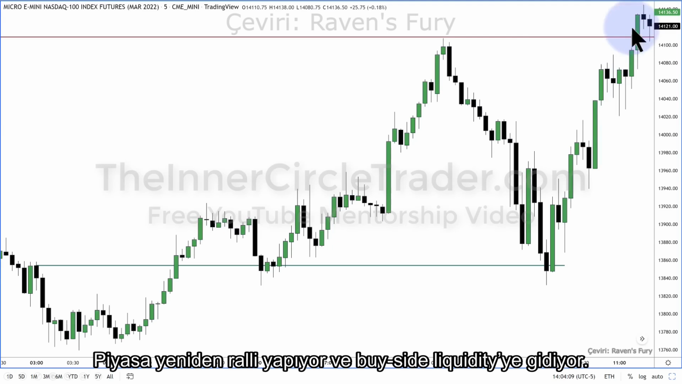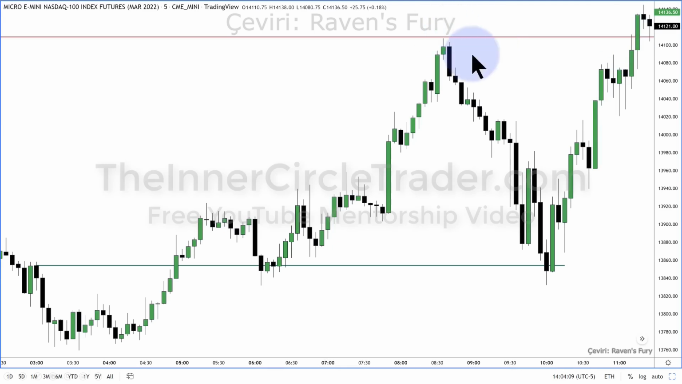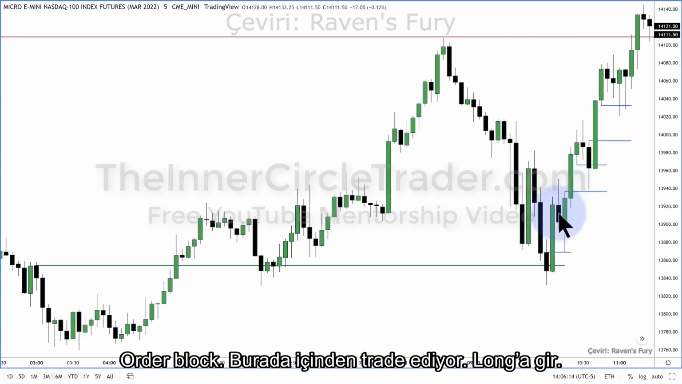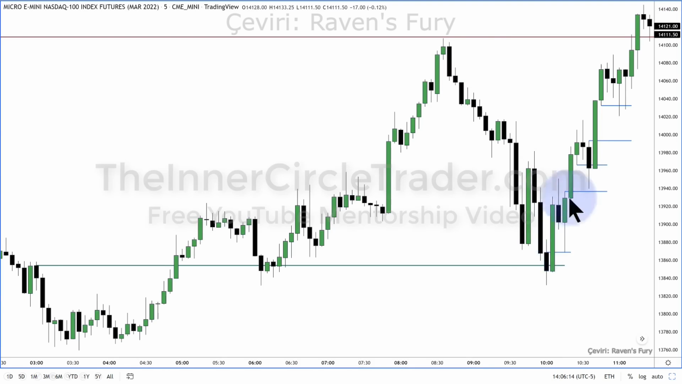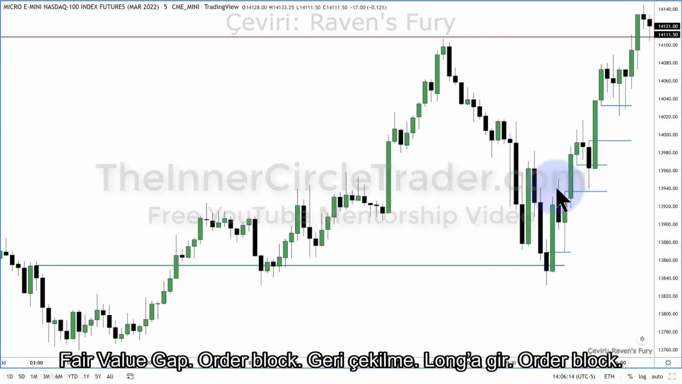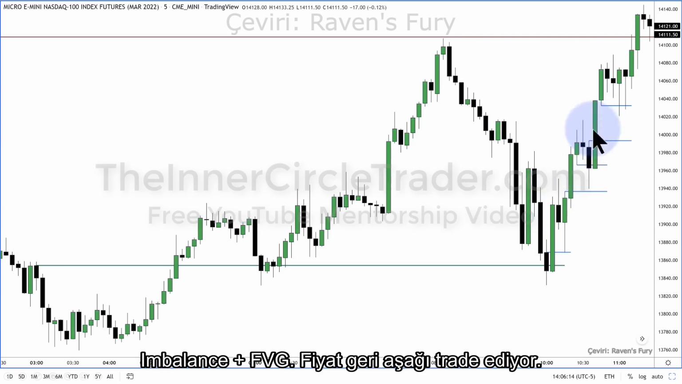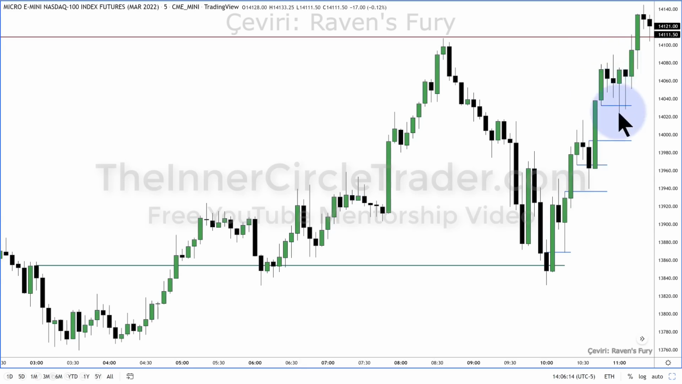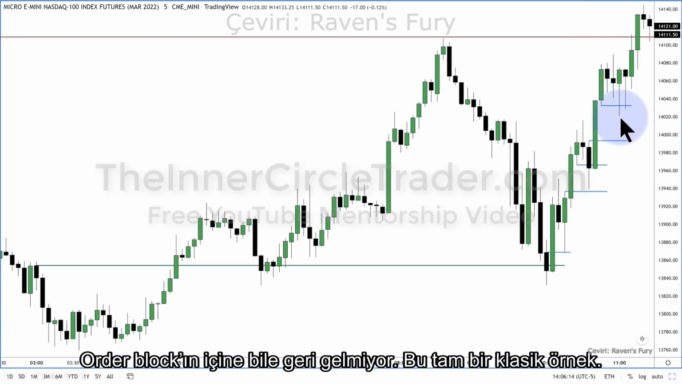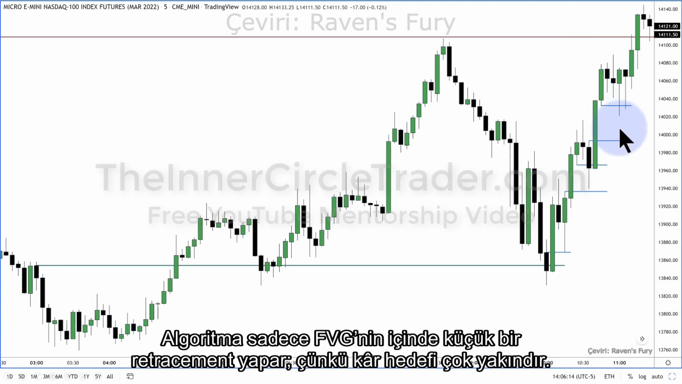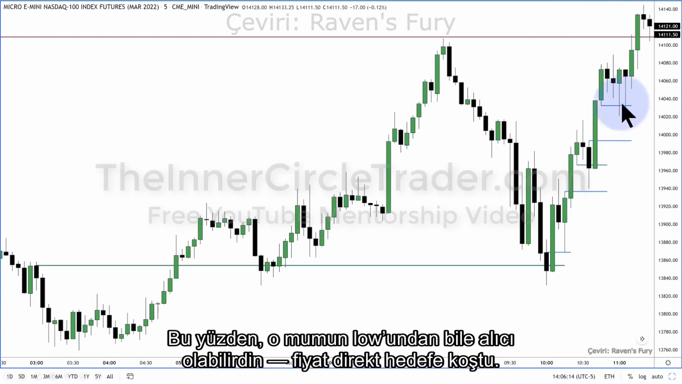The market rallies again and goes into the buy side quickly. Order block, trades through it here. Get long. Fair value gap. Order block, retracement, get long. Order block, imbalance with the fair value gap, trades back down, doesn't even come back down into the order block. This is classic. It generally doesn't like to go all the way back and rebalance when it's that close to the profit objective. So the algorithm only has a small little retracement inside the fair value gap, so you will be a buyer. Just that candle's low. And it runs right to the target.